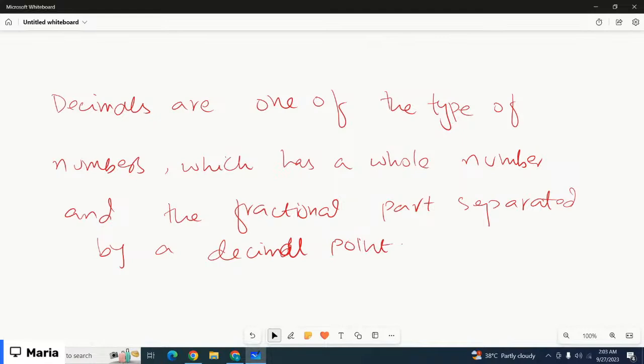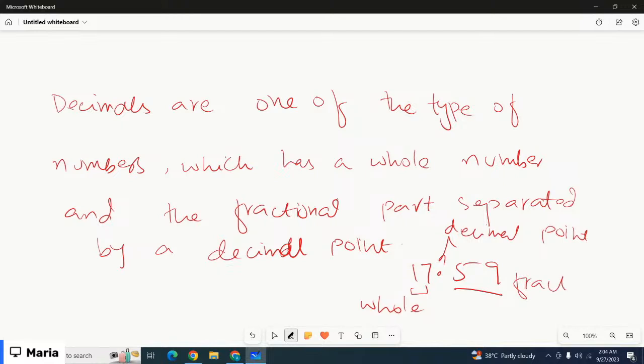So here is the definition of the decimals, right? Decimals are one of the type of numbers. We have different types of numbers. So decimals are one of the type which has a whole number and the fractional part separated by the decimal point. That means it has two parts. For example, you have 17.59. That is the whole number, this is the decimal point, and 59 is the fractional part, right?